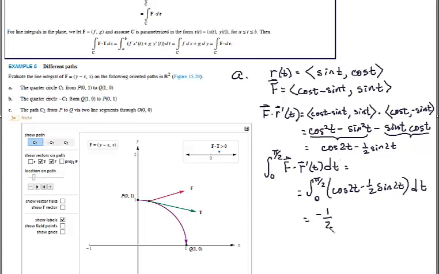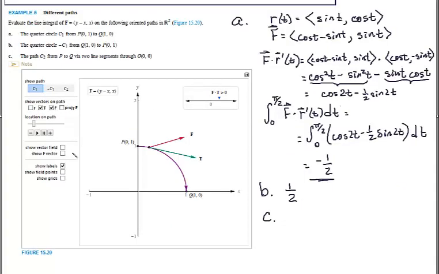So for our a portion here, we get -1/2. So this is our a portion. Now the b portion just asks us to go the other direction from q to p, and for this one you'll just get the same thing but in the other direction. So we can do the integral again, but we will get +1/2.